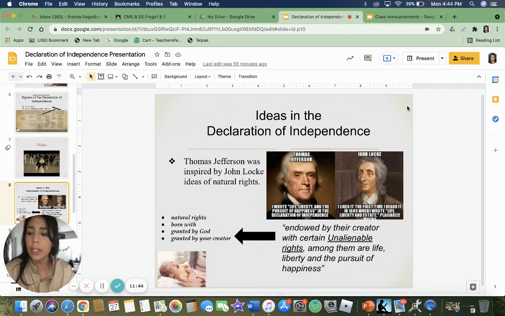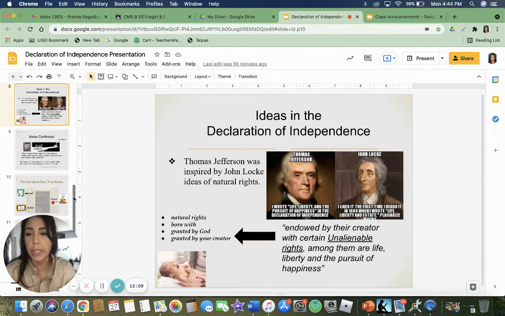They're basically telling the king, look, yeah, you're a king, and just because you were born a king doesn't mean that you have ownership over us. We should all be entitled to life, liberty, and the pursuit of happiness. And these are rights that we are born with, rights that are granted by God, granted by your creator, rights that cannot be taken away unless you have a good reason, unless you break the law of some sort. So this is where Thomas Jefferson got some of his ideas.